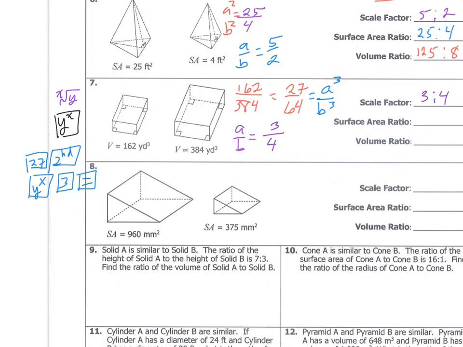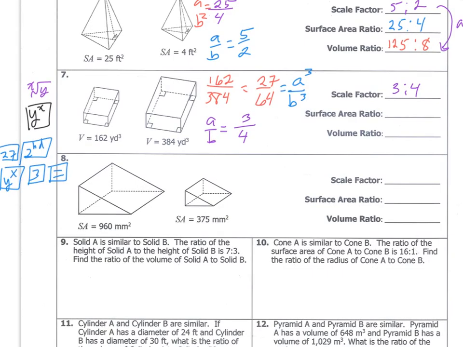Now you're going to use that scale factor to find all the missing pieces. So if I want to find the surface area, you're going to do something with that scale factor. So talk amongst your table groups and find the surface area ratio. You already know your volume ratio. Talk amongst your groups. Find the surface area. All right, let's see what we got.